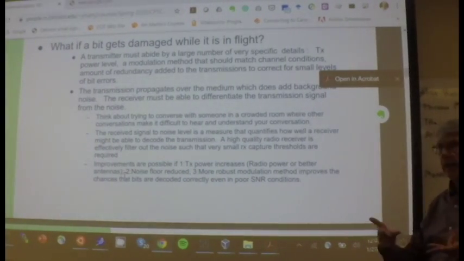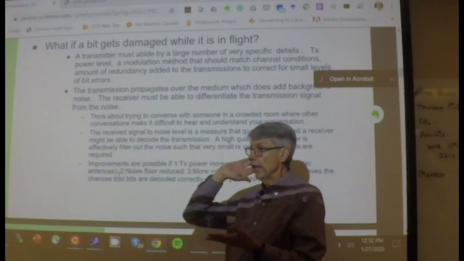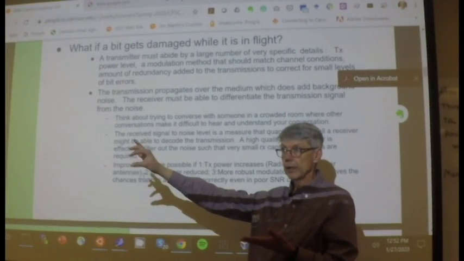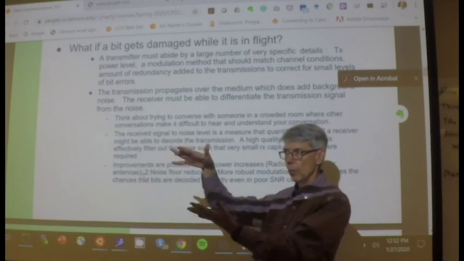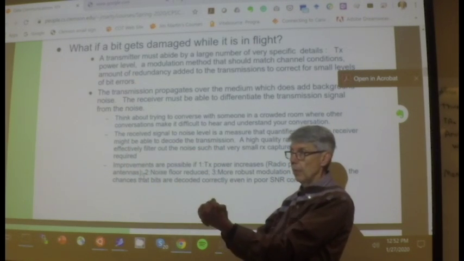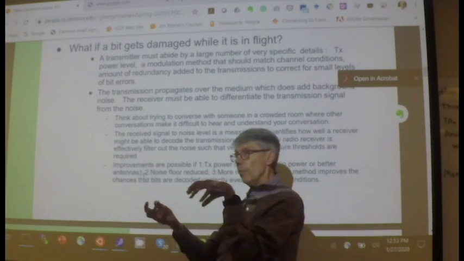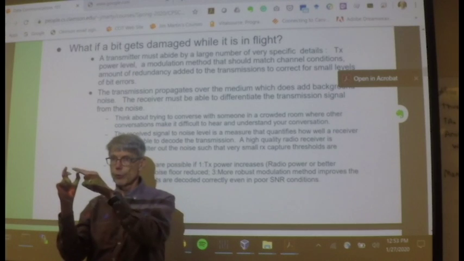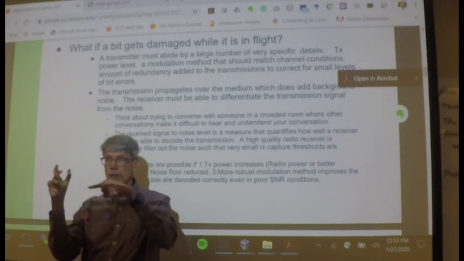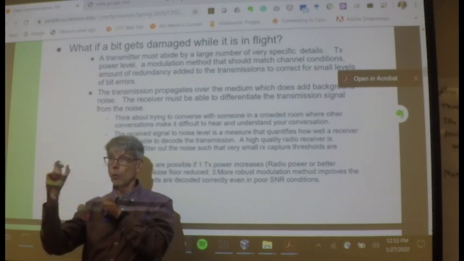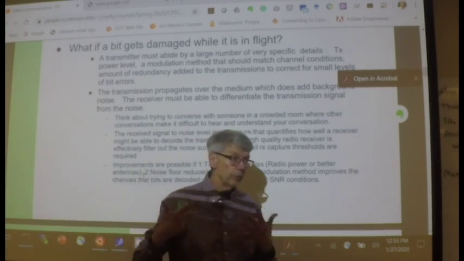So we talked about things that can happen when data is in flight, right? Bits might become inverted, dampened. The noise level could make it difficult for the receiver to reliably decode those energy transitions to pull out the ones and zeros. Those are called bit errors.